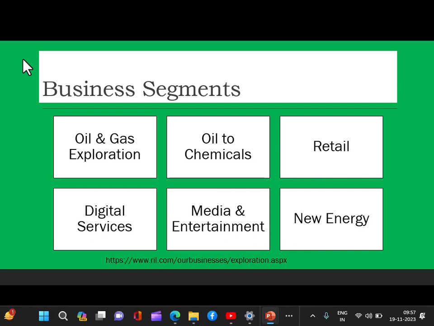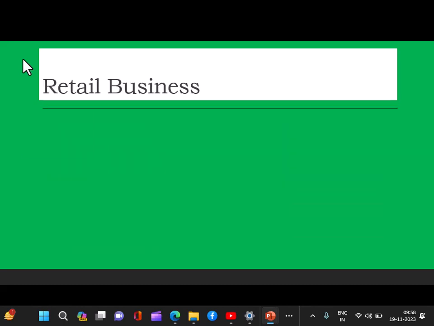Absolutely. Then they are into retail business. So many retail businesses, I'll show you. Then digital services. Then media and entertainment. They own TV channels, many channels. And then the new energy business. These are the new energies that just started. They're not reporting any income there.